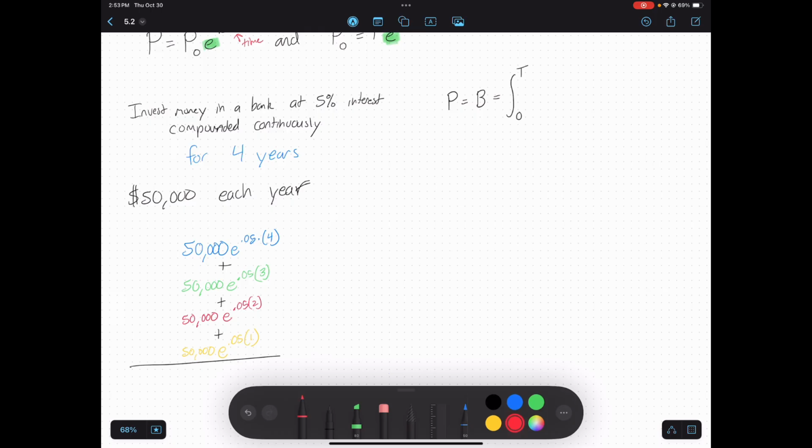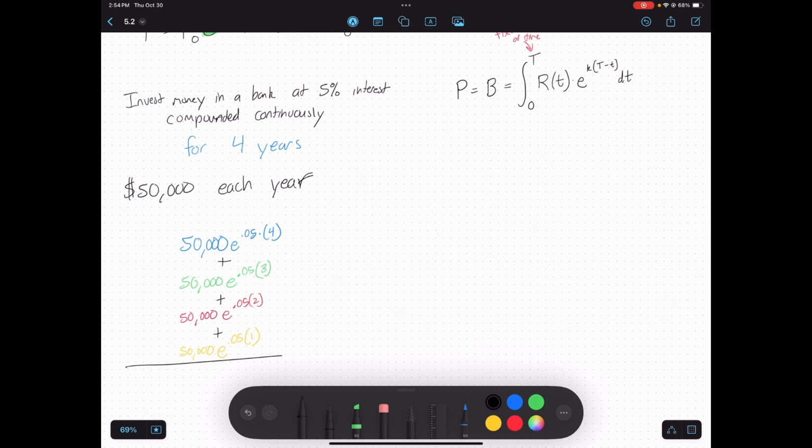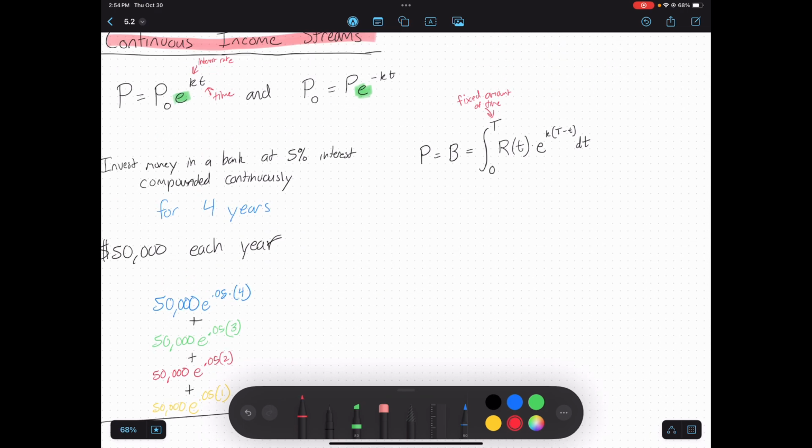We use capital T to represent a fixed amount of time, of a function r of t, which I'm going to talk about in just a little bit, times e to the k of capital T minus t dt. And if you look closely enough at this, you can maybe start seeing connections between this and what we did in my super simple model over here. But what is that r of t?